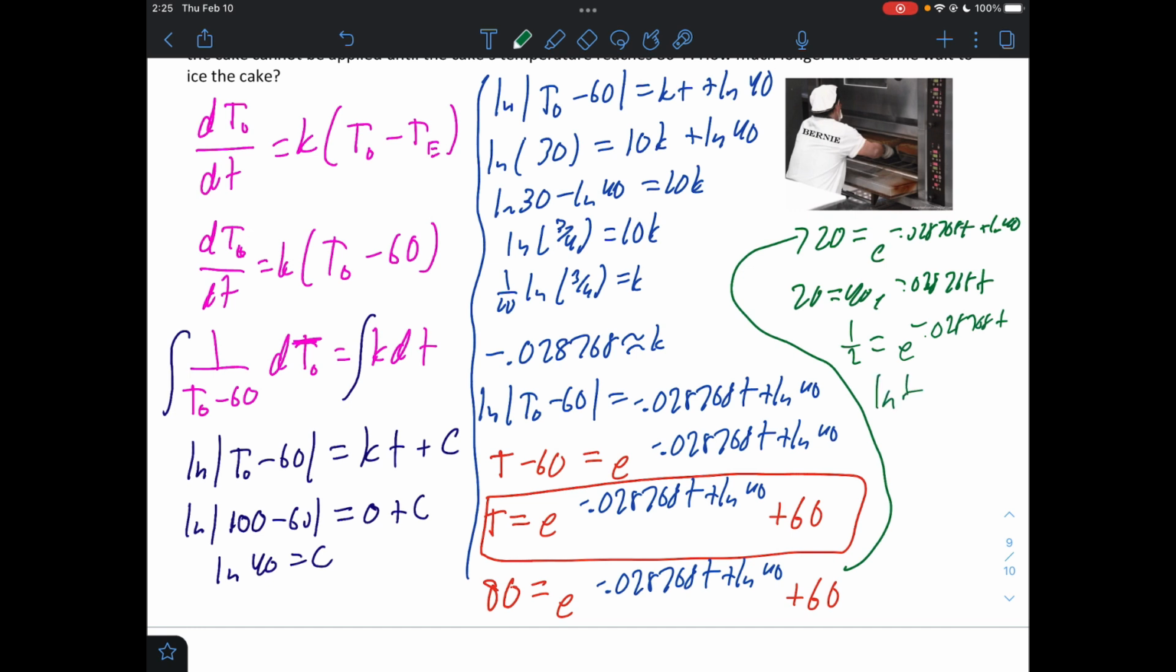ln both sides, and divide by that k number. Sorry, I'm really running out of room over here. And you get 24.094 minutes. But he's already waited 10 minutes. So we can subtract, and what we get is 14.094 more minutes that he has to wait before he can ice that cake. Man, that's a lot of work there. But can't wait to ice that cake in 14 minutes.